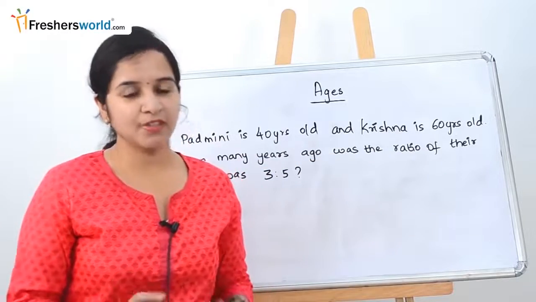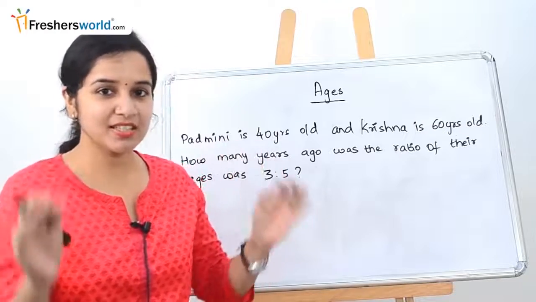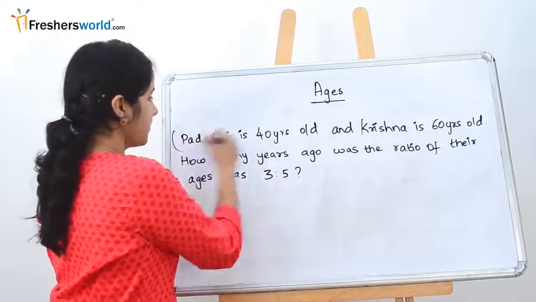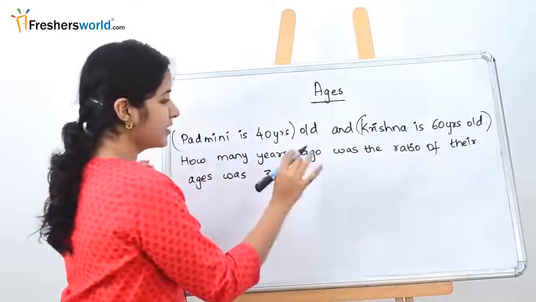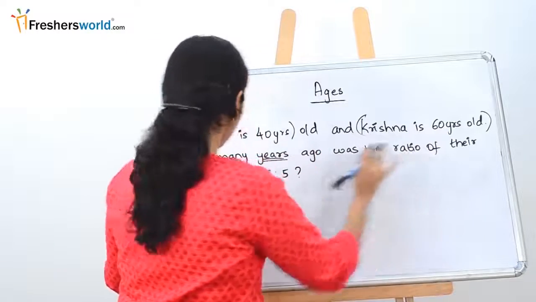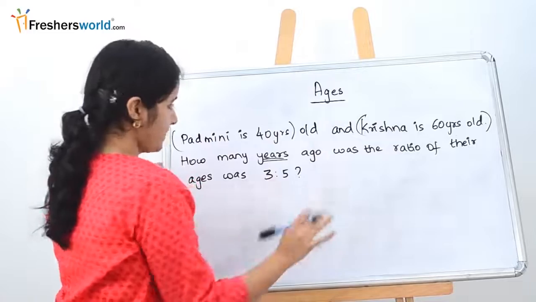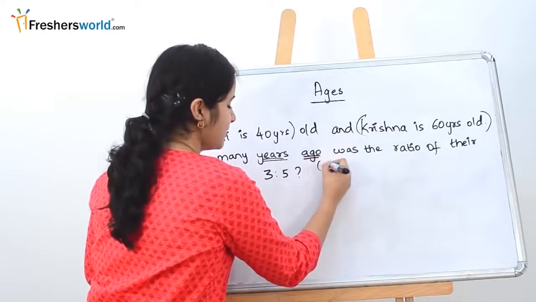In part 1 itself, I have clearly told you, you have to segregate the question into brackets such that it is easy for you to find the answer. So Padmini is 40 years old. Krishna is 60 years old. How many years ago? So we have to find the number of years ago. Was the ratio of their ages 3:5? They didn't mention the years ago, but the word ago means that we have to subtract it.